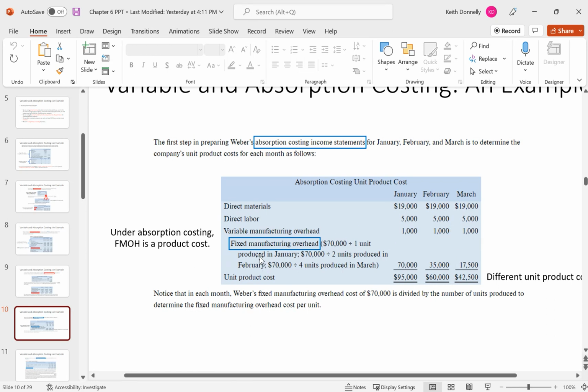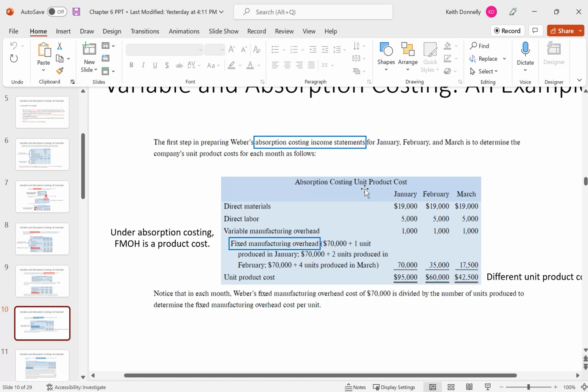But here's the deal. This is where it kind of bifurcates and gets a little bit separate. When we're using absorption costing, we include in the unit cost the fixed manufacturing overhead. Under variable costing, we did not. So that's the first difference. Likewise, when we include it, we have to spread this out over the number of units produced, because they're just giving you the total amount, but here we're trying to find it on a per unit cost.